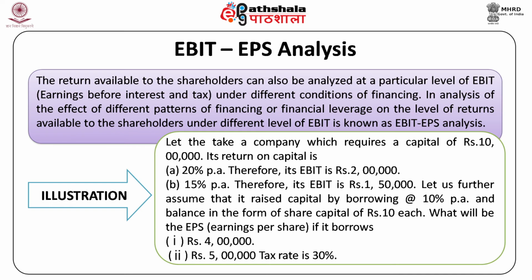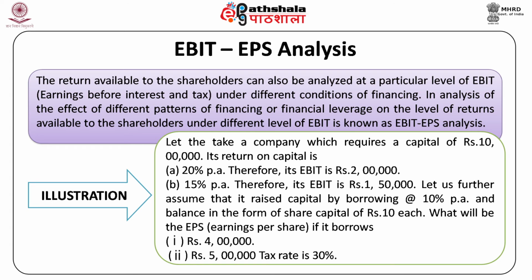Illustration 6. Let's take a company which requires capital of 10 lakhs. Its return on capital is A, 20% per annum, therefore its EBIT is 2 lakhs. B, 15% per annum, therefore its EBIT is 1,50,000. Let's further assume that it raised capital by borrowing at 10% per annum and balance in the form of share capital of rupees 10 each.